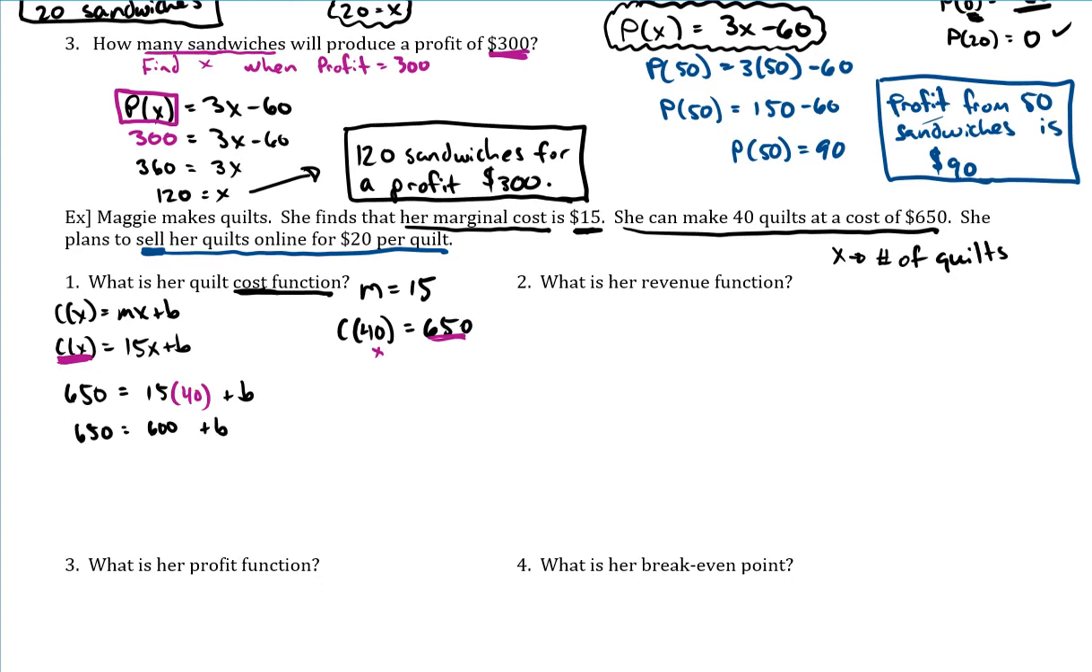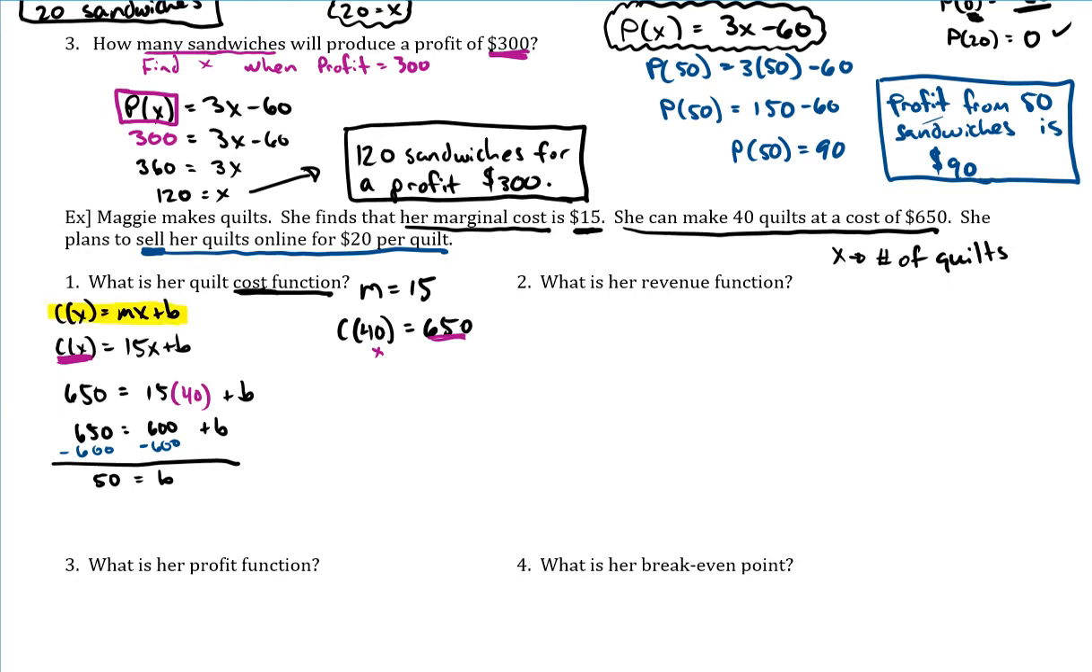Most of the time, again, you use calculators on these things. So if you ever need it, use it. 15 times 40 is 600. And then from here, we can subtract the 600 from both sides. So we'd have 50 is equal to b. And then, well, I want just the quilt cost function.